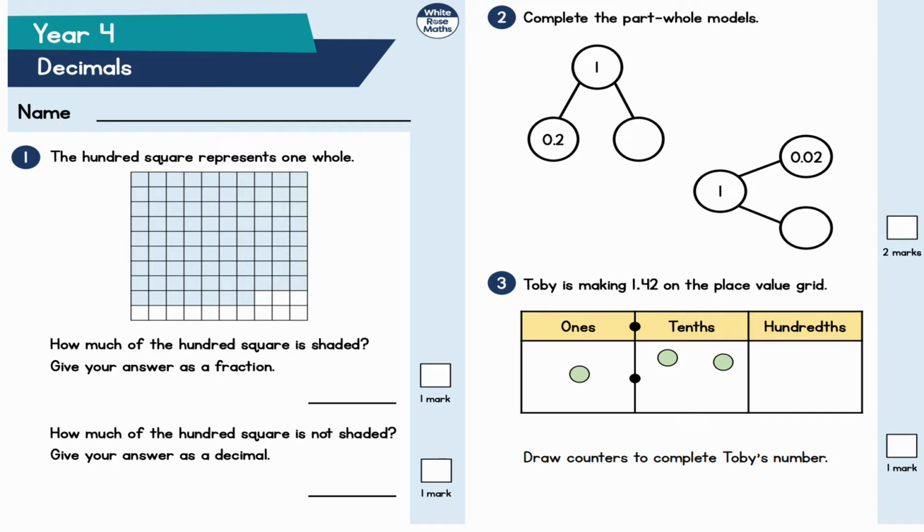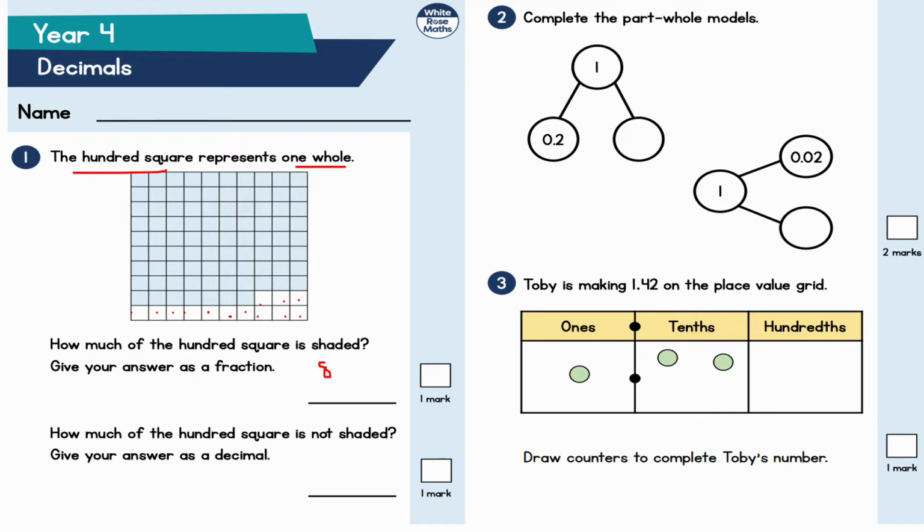Question number 1. The 100 square represents one whole. How much of this 100 square is shaded? Give your answer as a fraction. Well, let's look at the bit that's unshaded. 1, 2, 3, 4, 5, 6, 7, 8, 9, 10, 11, 12, 13. So 13 out of 100 is not shaded.